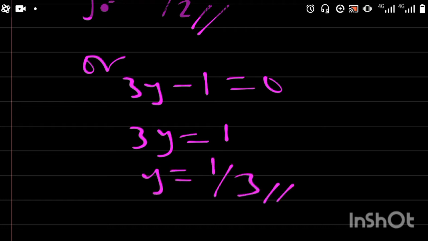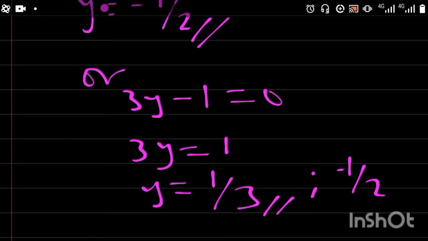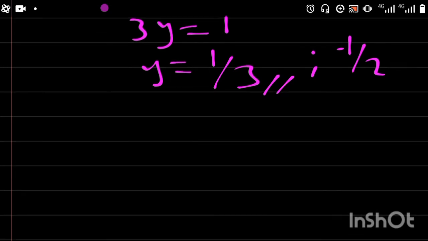These are the two values of y. Minus 1 over 2 and 1 over 3 are the two values of y. But don't forget, we are solving actually for sine theta. So it means that my sine theta is equal to y initially. So my sine theta is equal to 1 over 3.